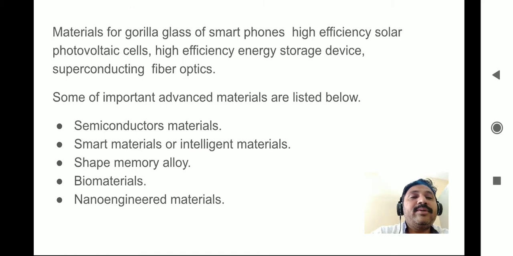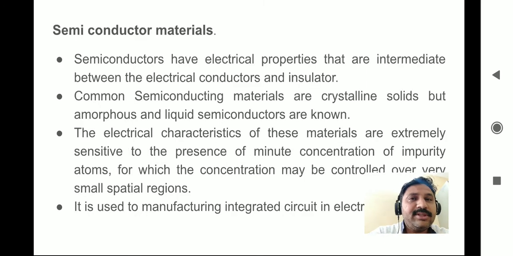Some of the important advanced materials are listed below: semiconductor materials, smart materials or intelligent materials, shape memory alloys, biomaterials, and nano engineering materials. First we start with the semiconductor materials.